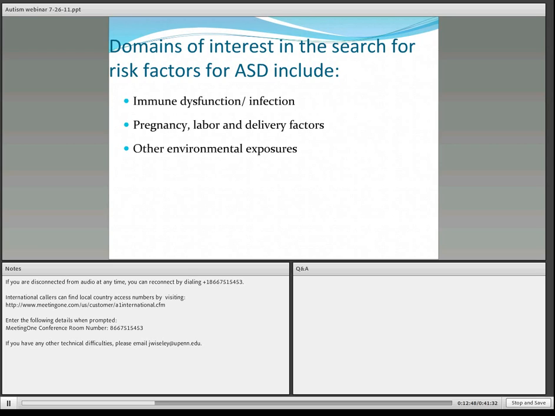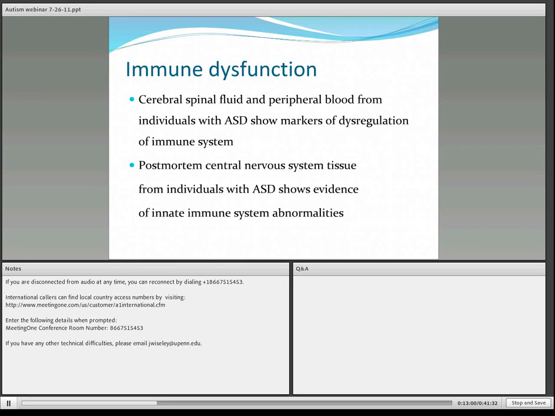So what do we know about immune dysfunction? Well, from laboratory studies of blood from children and adults with autism spectrum disorders and from postmortem studies, we know some interesting things. We know that the cerebral spinal fluid, the CSF, and the peripheral blood from those with autism show markers of dysregulated immune systems. So that's an interesting finding. We also know from postmortem studies that the CNS tissue from individuals with autism has markers of these innate immune system abnormalities. So on a biological basis, we know there are immune system differences in these individuals.